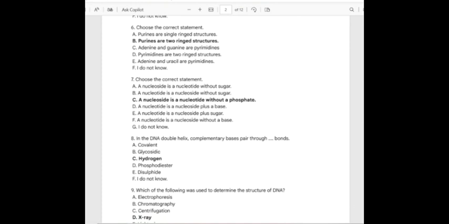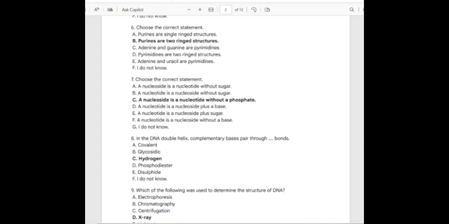Choose the correct statement. A, a nucleoside is a nucleotide without sugar. B, a nucleotide is a nucleoside without sugar. C, a nucleoside is a nucleotide without a phosphate. D, a nucleotide is a nucleoside plus a base. E, a nucleotide is a nucleoside plus sugar. F, a nucleotide is a nucleoside without a base. G, I don't know. Okay, so when you look at question 7, it's almost as though it's a tongue twister.